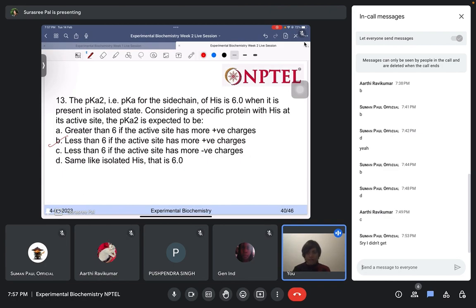So did you understand this? If there are positive charges surrounding histidine, then it is difficult to protonate histidine. And if it is difficult, that means it requires less pH. So more protons should be present in the solution to protonate the histidine side chain at this position. So more protons present means less pH, and less pH means less pK. If less pK, that means the pK of the side chain will decrease in this situation. So it will be less than 6 if the active site has more positive charges.